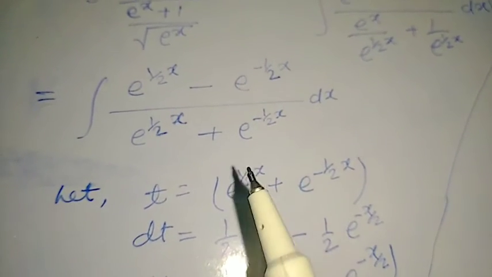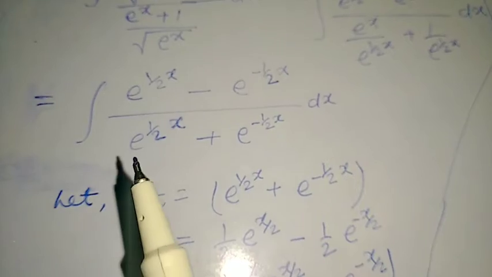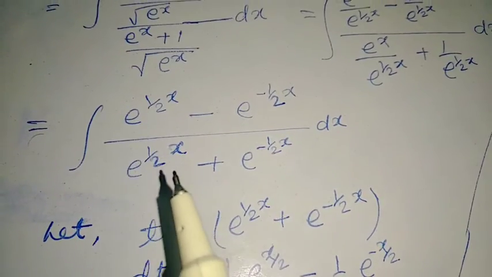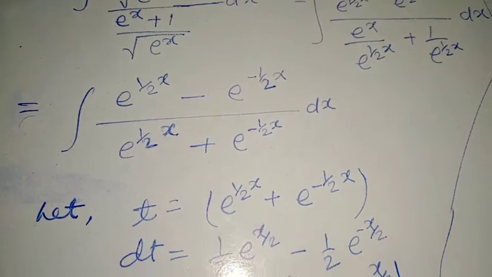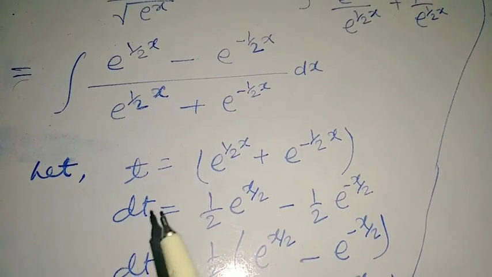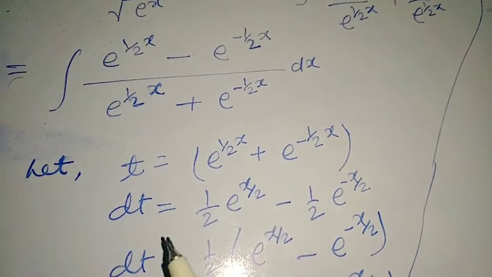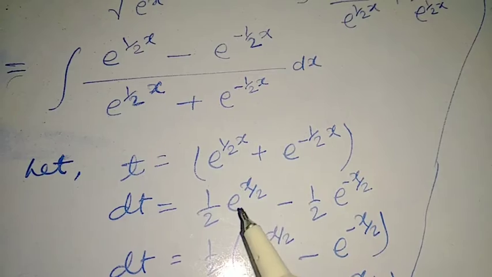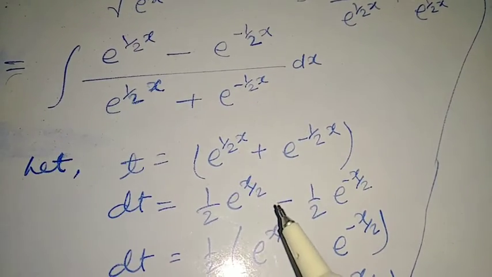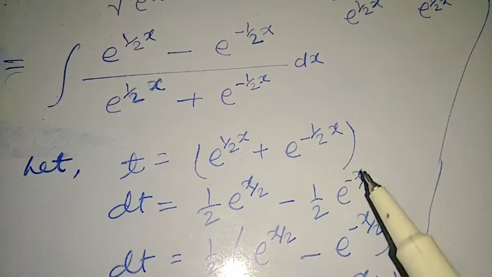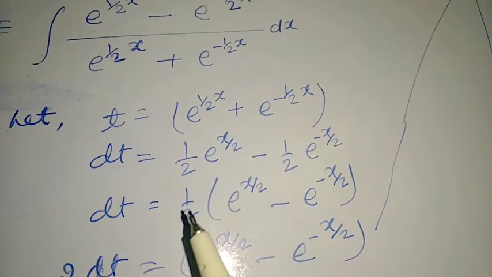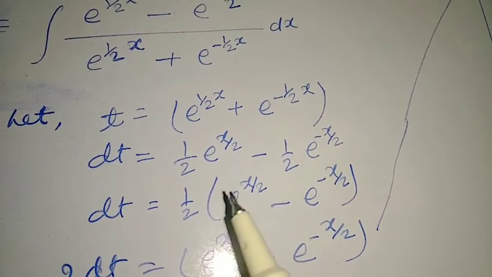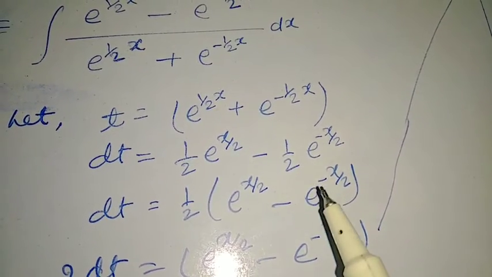So you can see here we'll substitute t in the place of e to the power half into x plus e to the power minus half into x. And when we differentiate both the sides, it will be dt is equal to half into e to the power x upon 2 minus half into e to the power minus x upon 2. So we'll take half common here, so it will be e to the power x upon 2 minus e to the power minus x upon 2.